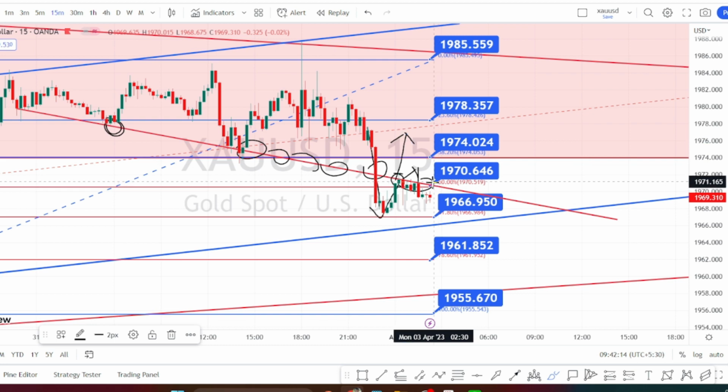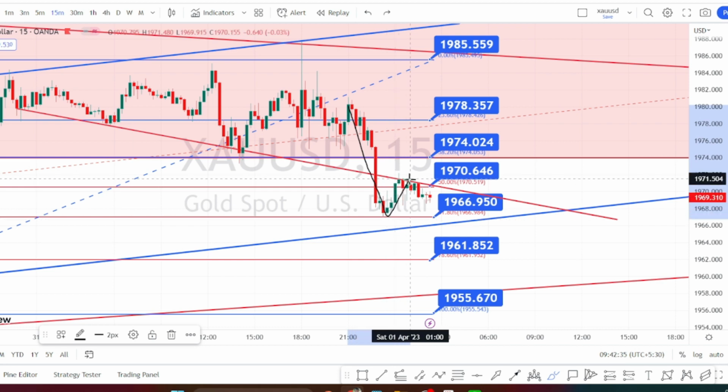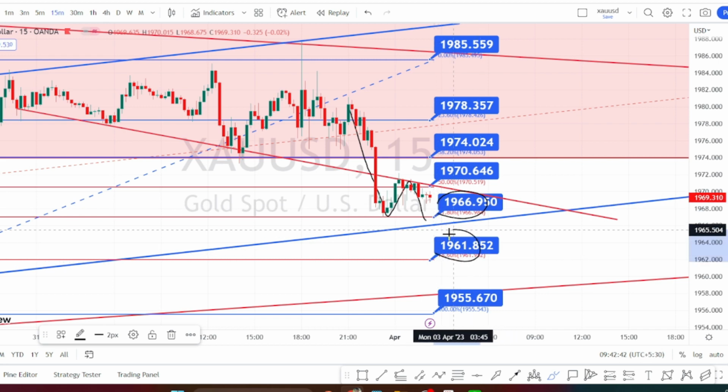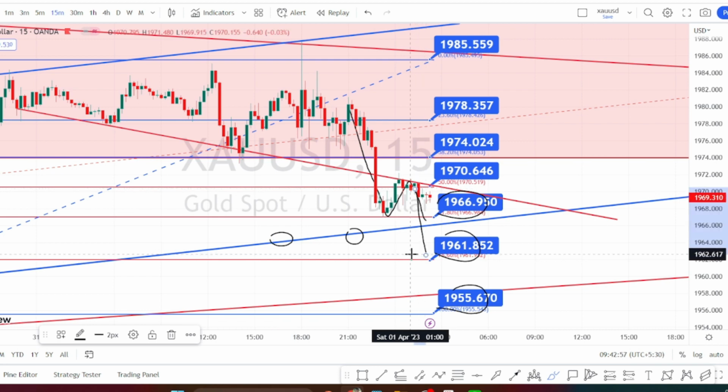And immediate resistance is going to be around 1970, 1974, 1978 and 1985. And if the price action continues its bearish side retracement, the immediate support is going to be around 1966, 1961 and 1955. Wait for the price action to give a breakout from this bullish channel pattern support line from the hourly time frame in order to freshly enter on the bearish side trade in 15 minutes time frame.